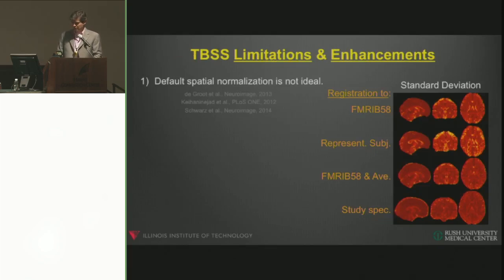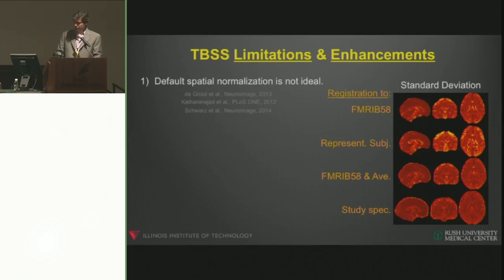But TBSS also comes with limitations that are important, and you should be aware of those as you're processing your data with it. The first is that the default spatial normalization steps in TBSS are not ideal. So in this study by Keihaninejad in 2012, they compared the standard deviation of FA maps after normalization to the FMRIB58 template, to the most representative subject, and to the average of your data after registration to FMRIB58.